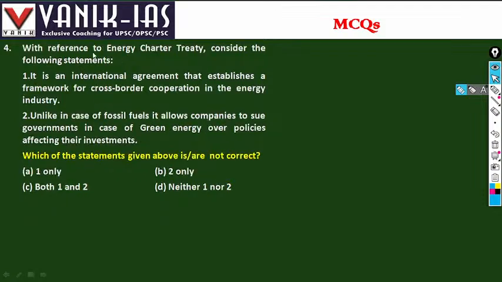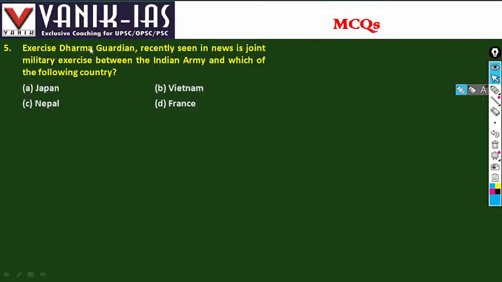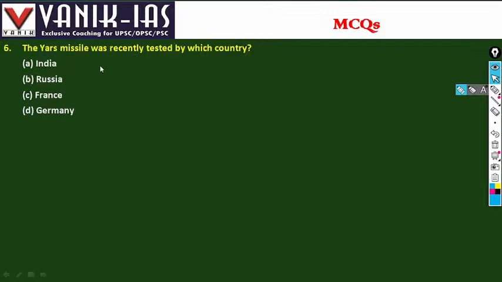With reference to the Energy Charter Treaty, consider the following statements. It is an international agreement that establishes a framework for cross-border cooperation in the energy industry. Unlike in the case of fossil fuel, it allows companies to sue governments in the case of green energy over public policies affecting their investment. Here only two is correct, but one is incorrect. Exercise Dharma Guardian was between India and Japan. The Yars missile was developed by Russia. It is a nuclear warhead capable intercontinental ballistic missile.